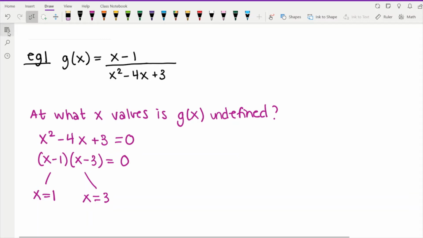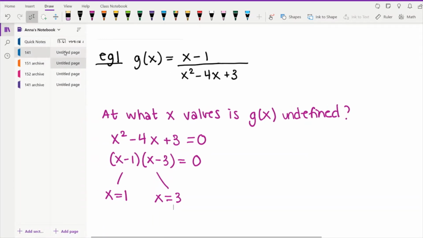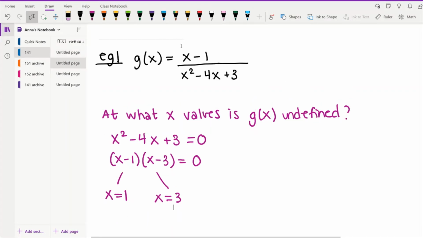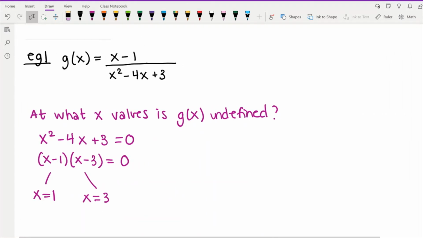By the way, what's the difference between this function and the last one? The only difference is the numerator, right? So the last example, the numerator was x plus 1. This one, it's x minus 1. But we'll see that that is going to actually make a really big difference in how the graph looks.